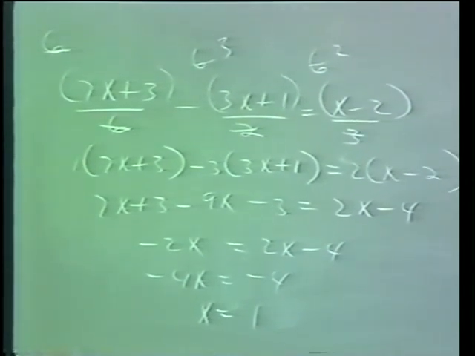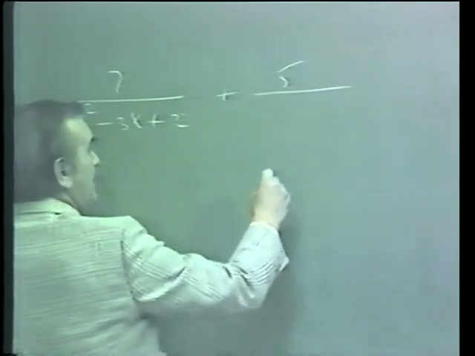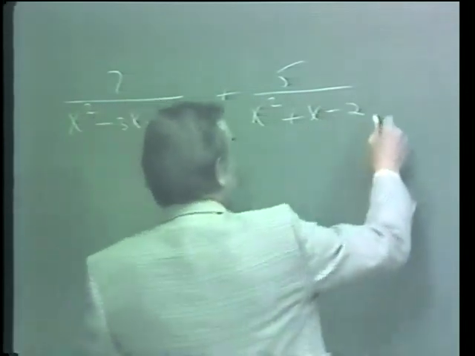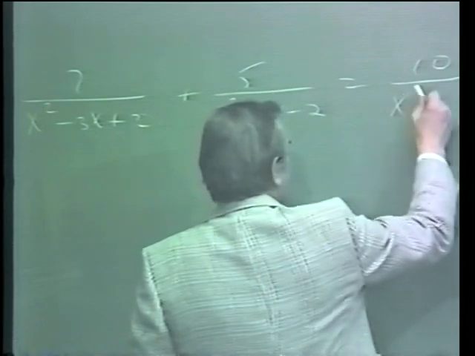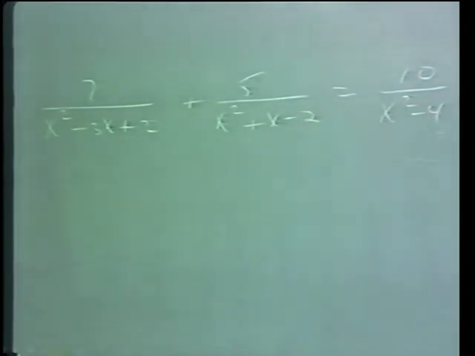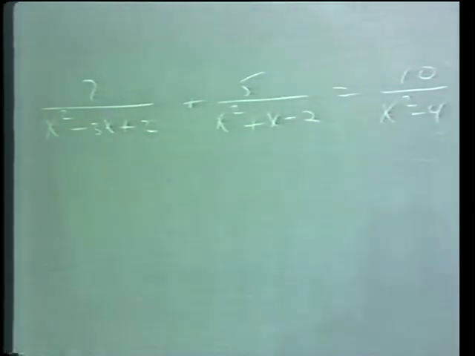Now, this next one, I have no idea how it comes out, but we'll find out. Here we go. 7 over x squared minus 3x plus 2, plus 5 over x squared plus x minus 2, equal 10 over x squared minus 4. I'll repeat that. That's 7 over x squared minus 3x plus 2, plus 5 over x squared plus x minus 2, equal 10 over x squared minus 4.